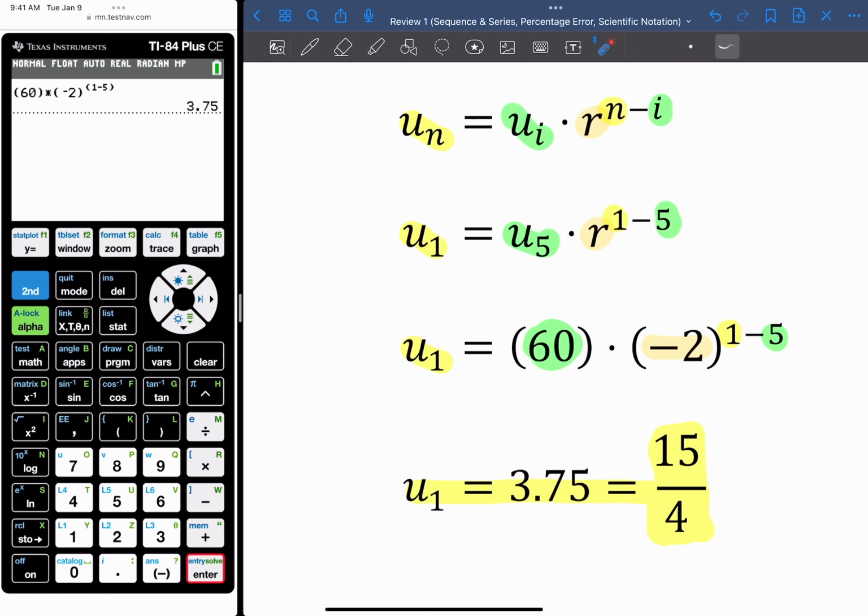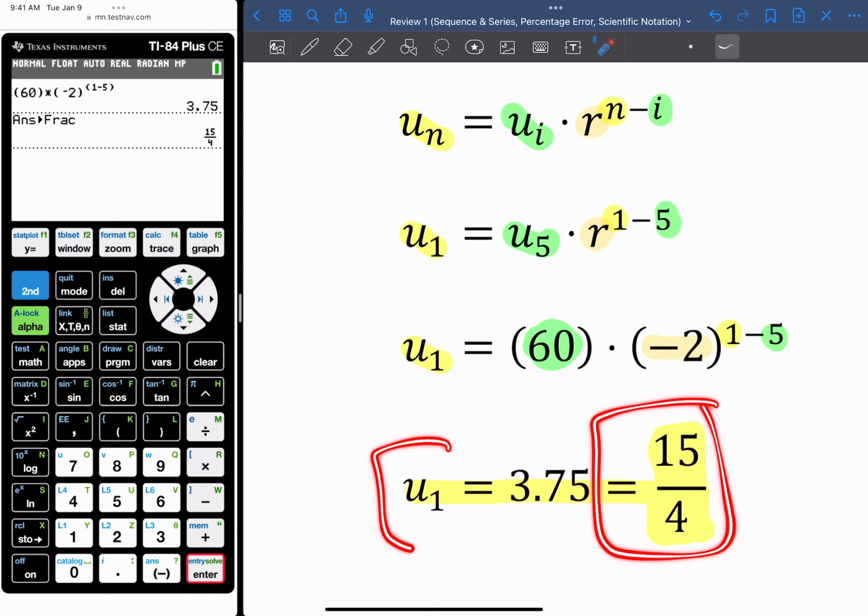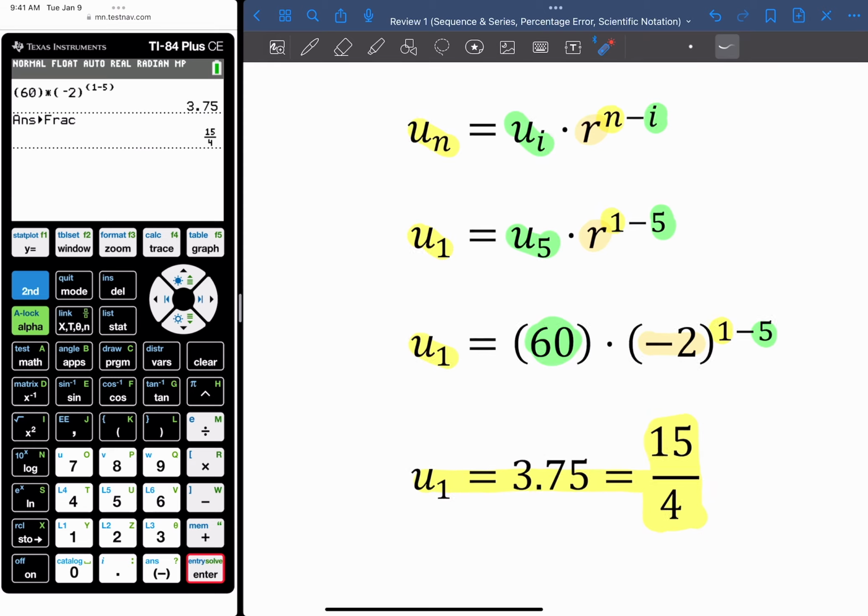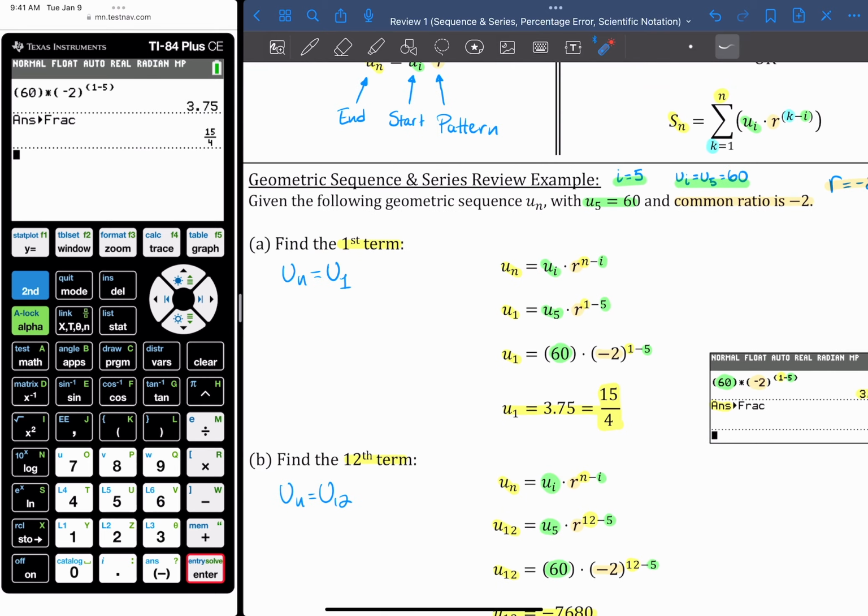Now, in Edulastic, I don't want that. I want it as a fraction. So how can we make 3.75 into a fraction? Click math. Right there is our first one. We want to convert into a fraction. So I'm taking the previous answer and converting it into a fraction. And there we go. The first term is 15 over 4.